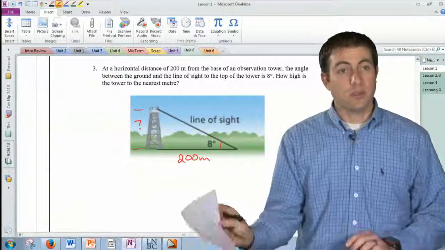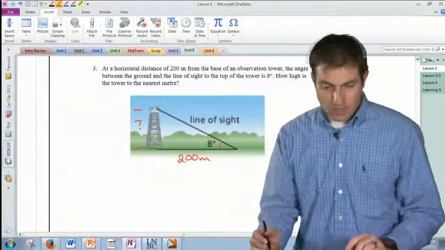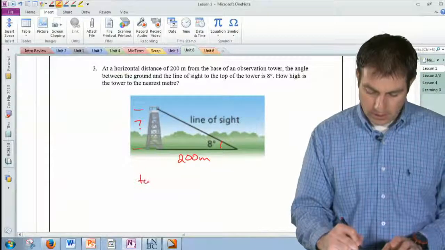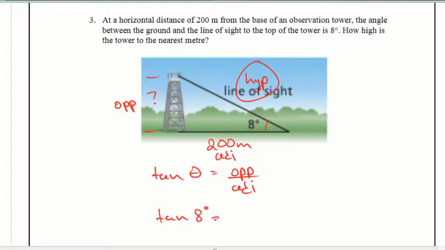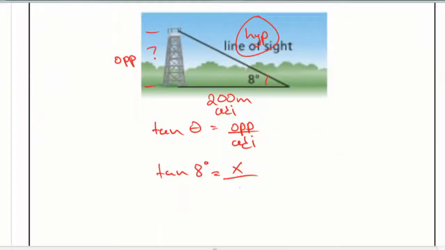So what I'm going to do is take the tangent of my angle. Tangent of theta is the opposite divided by the adjacent. So over here is the opposite, this is the adjacent, and this is my hypotenuse. I don't even need my hypotenuse in this question. So take the tangent of the angle, which is 8 degrees. The opposite, we'll call it x. I don't know what it is, that's what I'm trying to find. And the adjacent is 200 meters in this case.